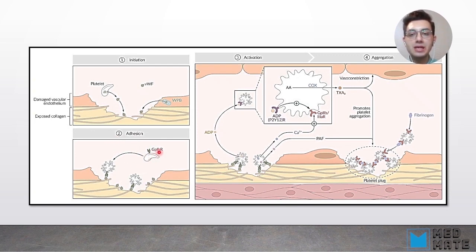Now, the second step is adhesion, and in adhesion, what happens is that all of these platelets have a receptor called GP1B, and this receptor connects these platelets to the von Willebrand factors. And after connection or linkage of these two together, the third step, activation, occurs.